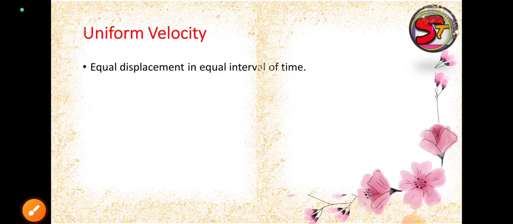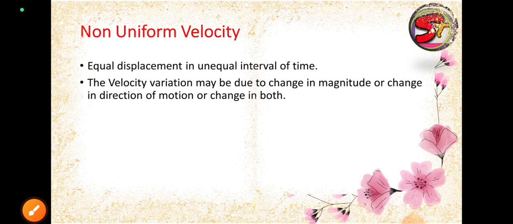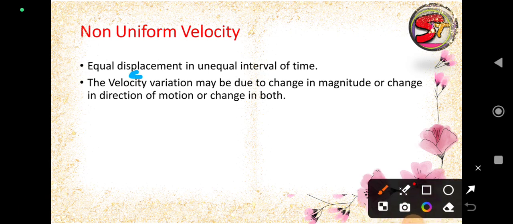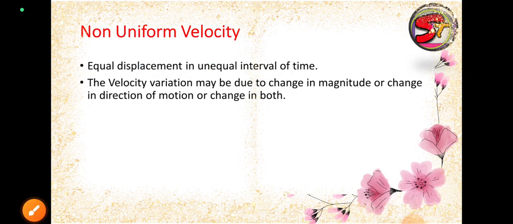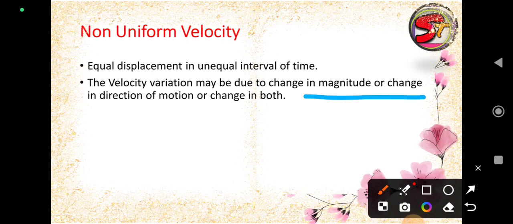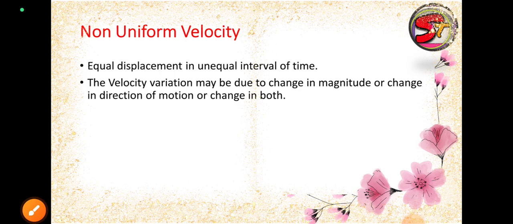The same case, but here in non-uniform velocity, what can we say? Equal distance traveled in unequal intervals of time, or as I have explained in non-uniform speed, unequal displacement traveled in equal intervals of time, that also we can say, right? Again, if I want to change the velocity value, the variation of velocity will be done by changing the value of magnitude, or changing the value of direction, or changing both, that is magnitude as well as direction. We can change the value of velocity, right? Variation we can create in the velocity.